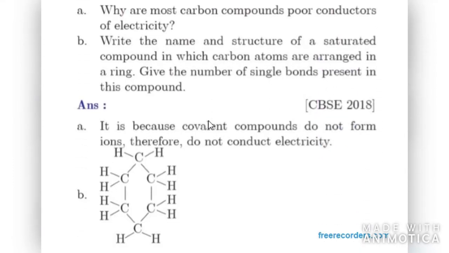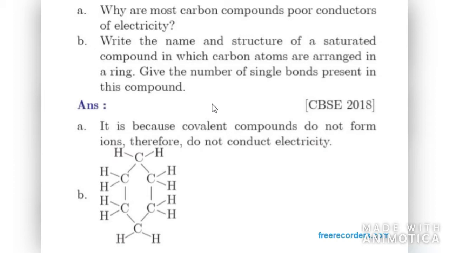Next is, why are most carbon compounds poor conductors of electricity? Carbon compounds are formed because of covalent bonding. Covalent compounds do not form ions, and ions are the only reason ionic compounds conduct electricity easily. Therefore, covalent compounds do not form ions and do not conduct electricity.